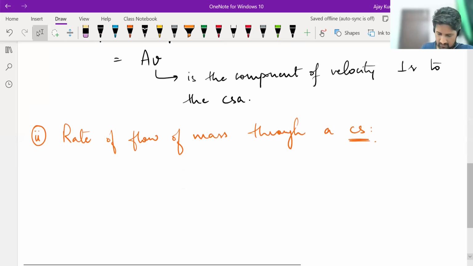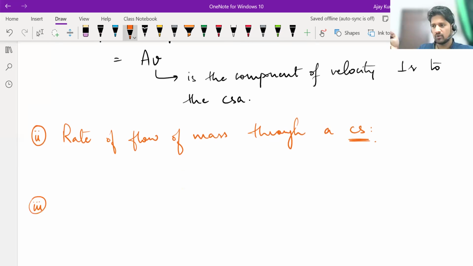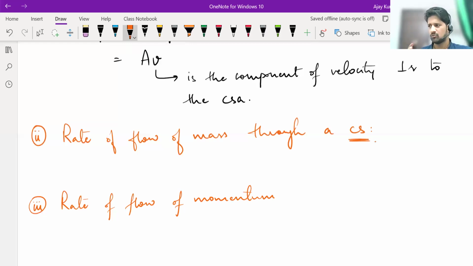And after that, if some mass is flowing out, if some mass is moving, that means some momentum is being carried by it. So I want you to write an expression for rate of flow of momentum through the cross section. Actually, momentum is not something which flows, but what I mean is the amount of momentum carried by the fluid which passes that cross section per unit time. Rate of flow of momentum through a cross section.